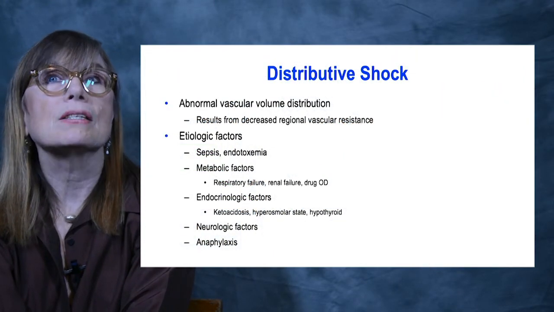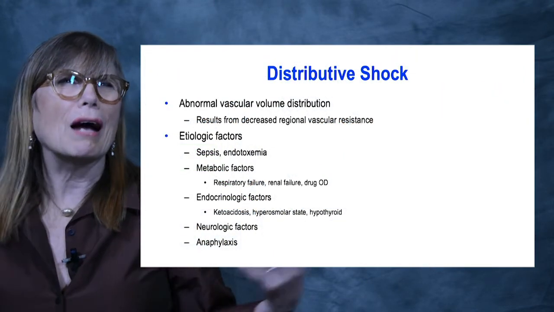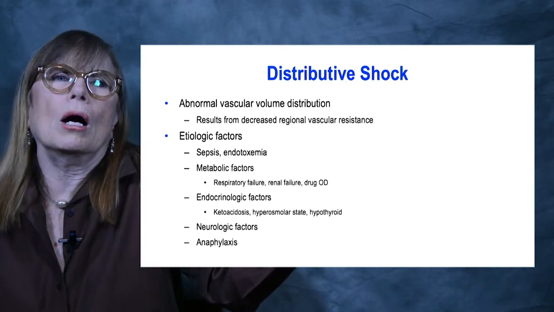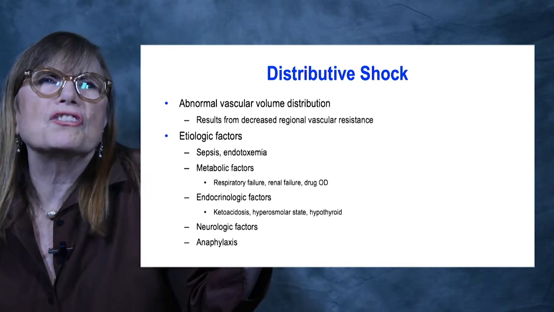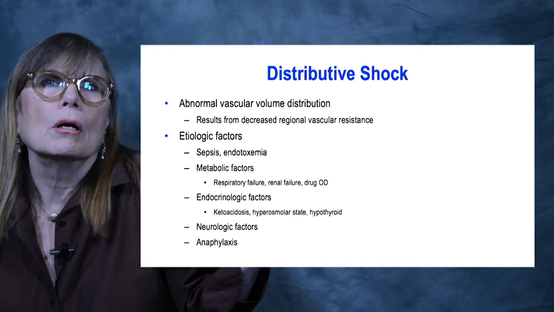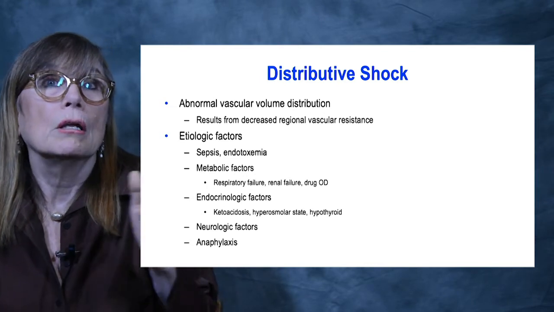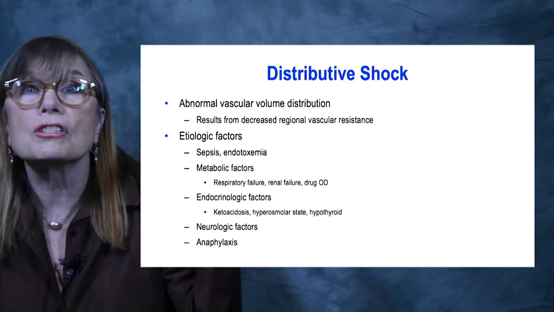Okay, so as we think about those relationships, we come to the last, which is distributive shock. Now, I find this kind of an appalling, over-distended describer because there are lots of reasons that you have maldistribution. The first reason you have maldistribution, you severed your spinal cord.